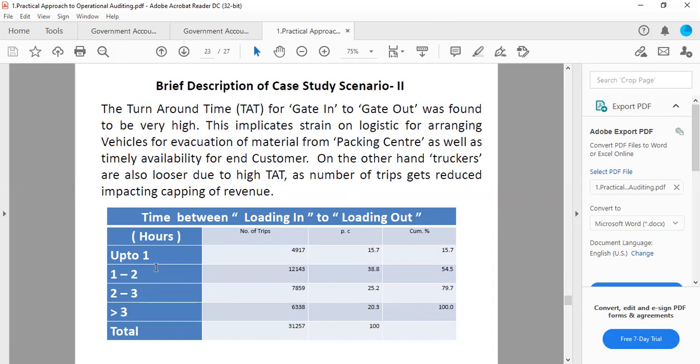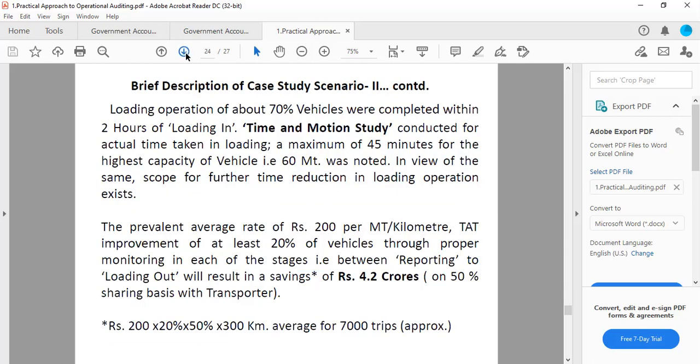And then truckers are also losers due to high turnaround time as the number of trips gets reduced, impacting capping of revenue. So the longer it takes for them to move the products from the company to the customer, the fewer products they can deliver later on, meaning it would be preventing maximization of the revenue. So what can we do? The idea here is to minimize the TAT or turnaround time so that the company can, of course, deliver more goods to their consumers or buyers or customers.